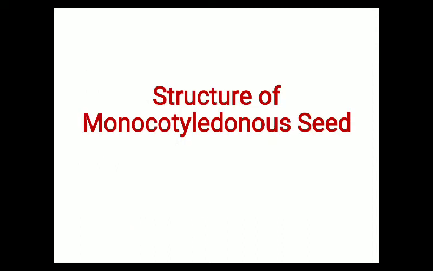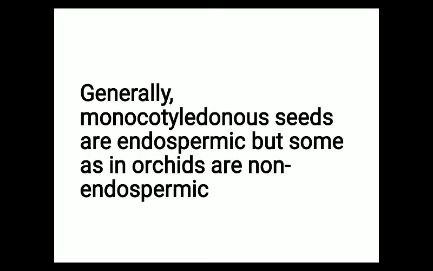Now come to the structure of monocotyledonous seed. Generally monocotyledonous seeds are endospermic. This is a very important line. Generally in monocot seed, we observe they are endospermic, but some, as in orchids, are non-endospermic. In orchid plants, the seeds are non-endospermic. So this is an exception. All the endospermic seeds possess endosperm, except orchids.